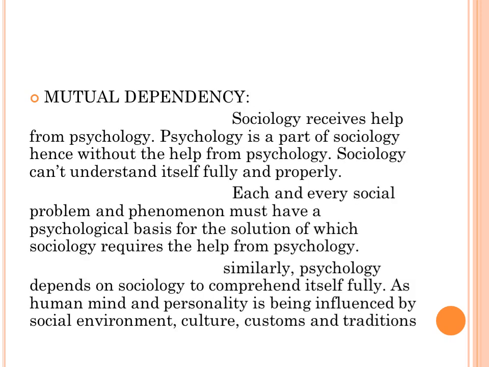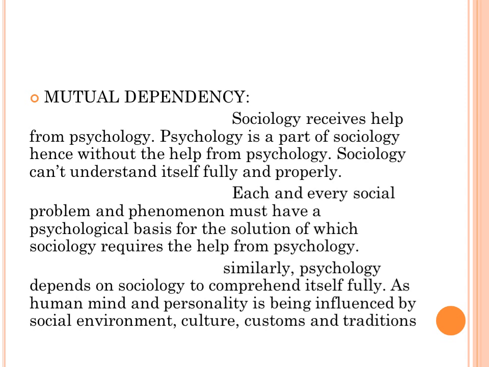What is the mutual dependency of both the fields on each other? Sociology receives help from psychology. Psychology is a part of sociology. Hence, without help from psychology, sociology can't understand itself fully and properly. Each and every social problem and phenomenon must have a psychological basis, for the solution of which sociology requires help from psychology. Similarly, psychology depends on sociology to comprehend itself fully.